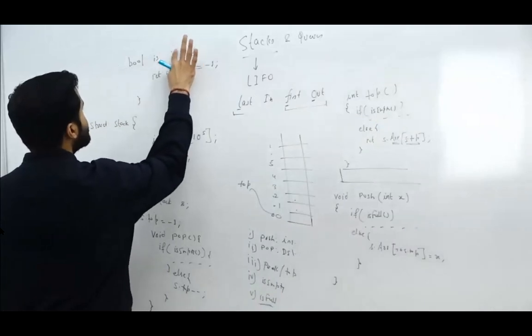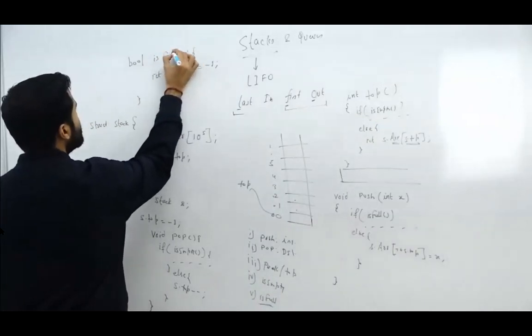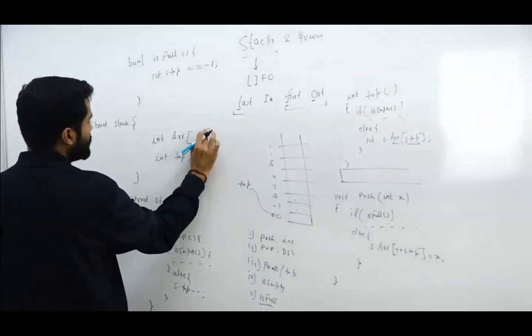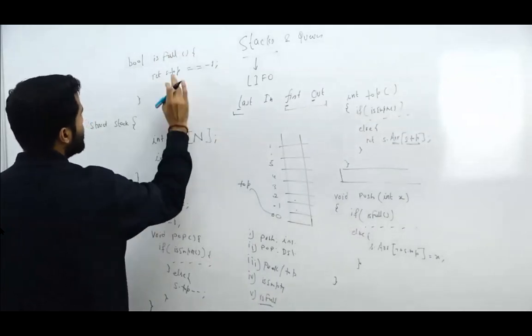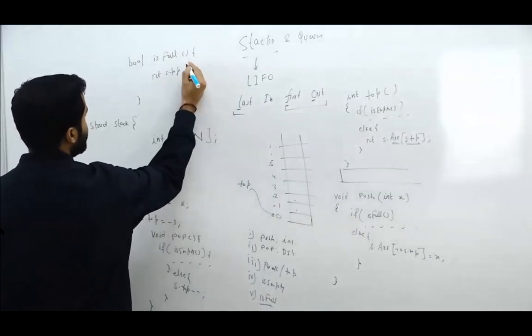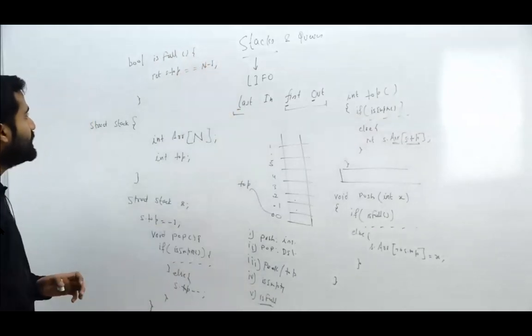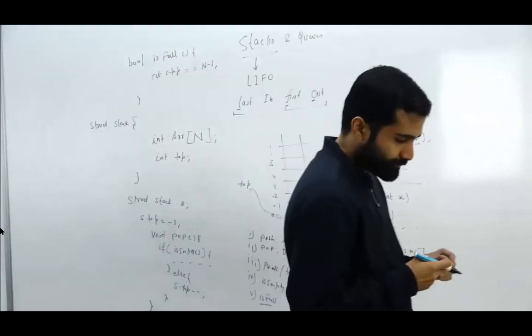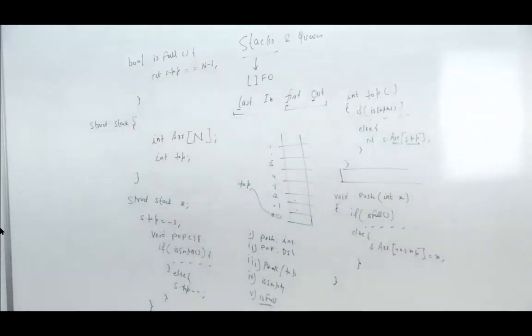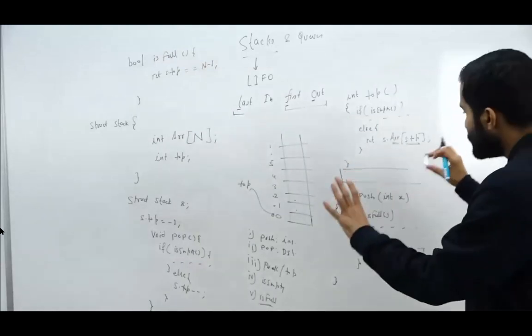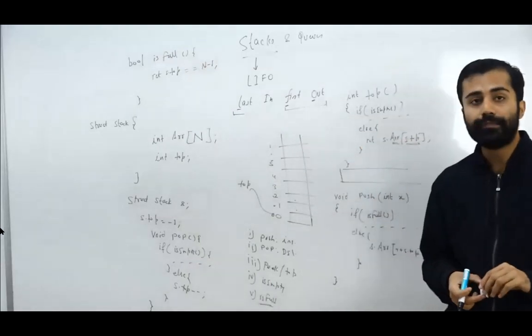So let's say if the size of this was n, you can say if s dot top at any point is equal to n-1, because that is the last index, then you would say it is full. So these are all the important operations of the stack. These are the actual operations of the stack.